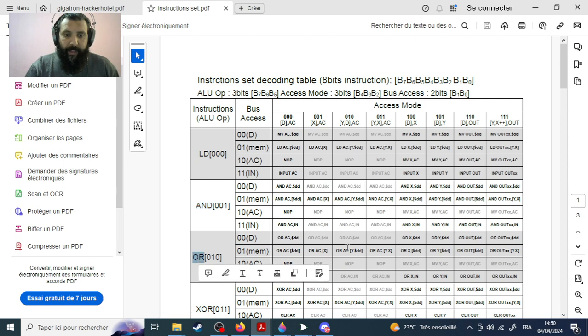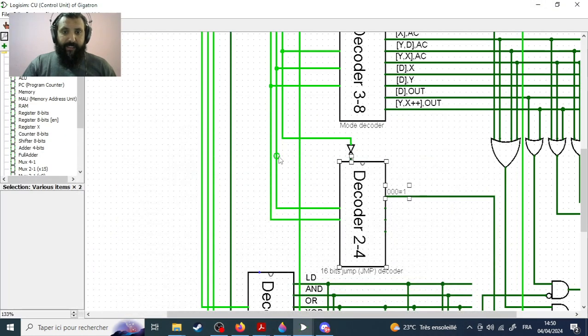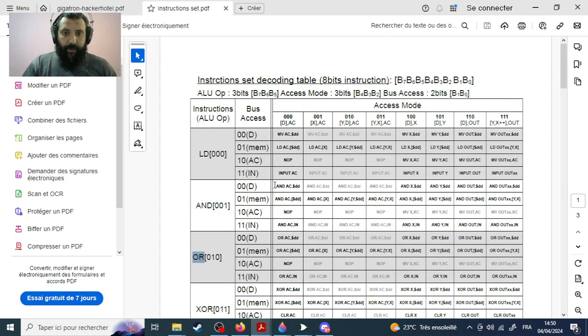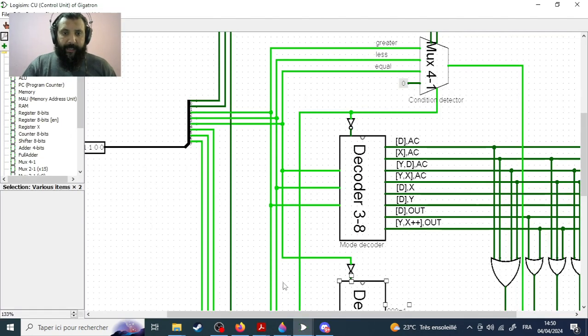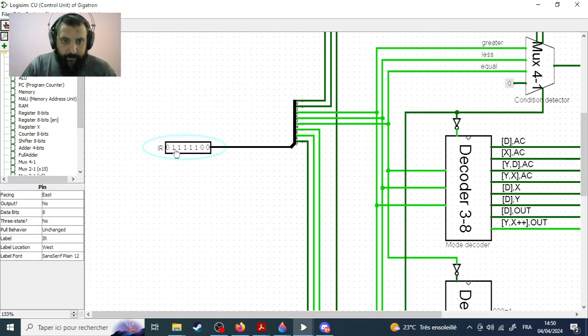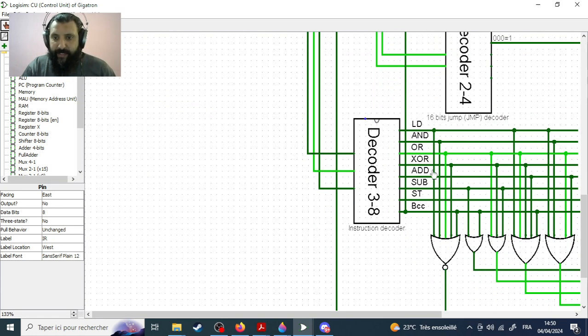If you choose another instruction, for instance, okay, let's choose this one. The OR normally doesn't use the condition mode. The OR uses the addressing mode. You can see that the code of the OR is 10. I will put 10 here. This is the last 3 bits, 10, and you can see the OR is activated.